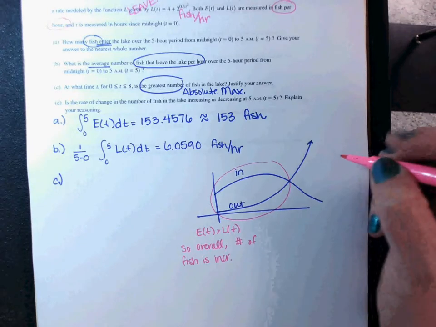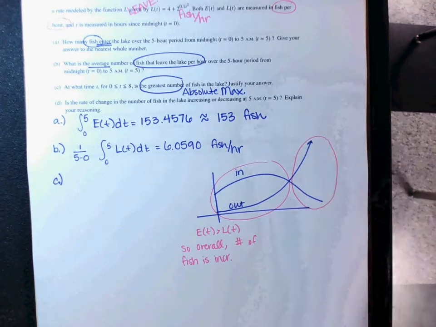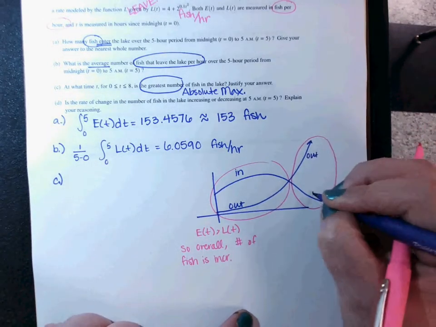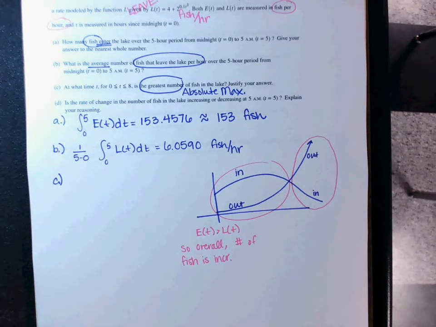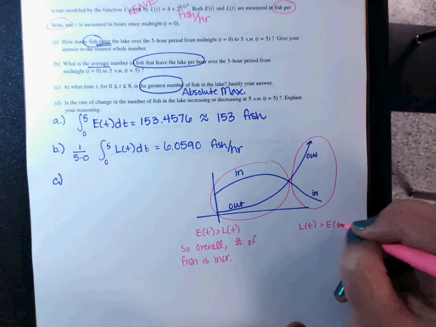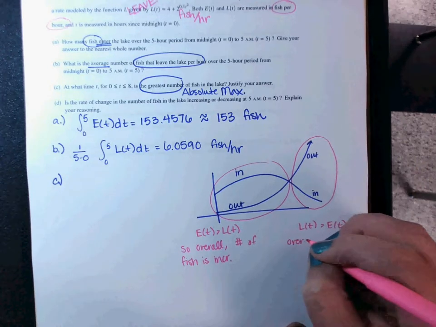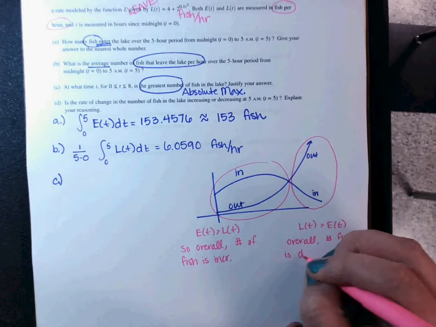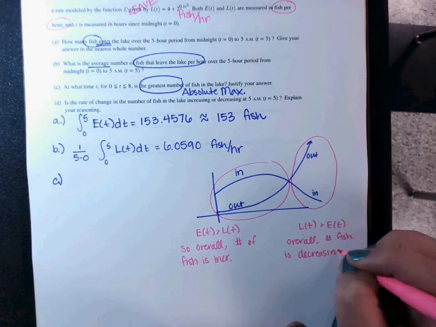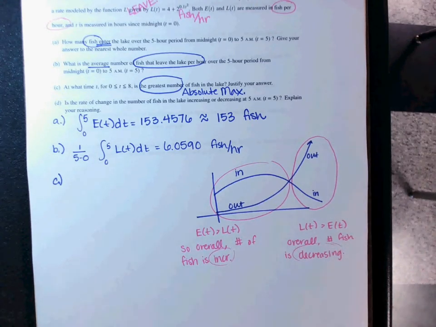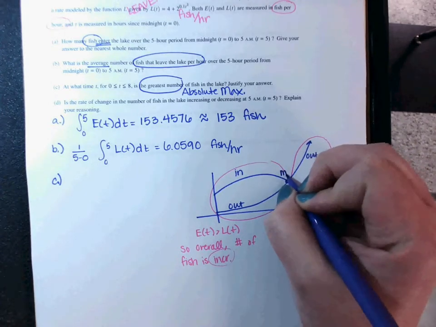Okay, then on this side, from here to here, I notice that my out has exceeded my in. So think about it: if my fish are leaving faster than they're coming in, my L of t is greater. That means that overall, the number of fish is decreasing. Well then, if the number of fish changes from increasing to decreasing, then overall we know that this point here serves as a relative maximum.